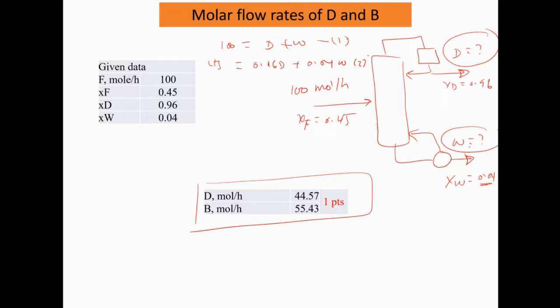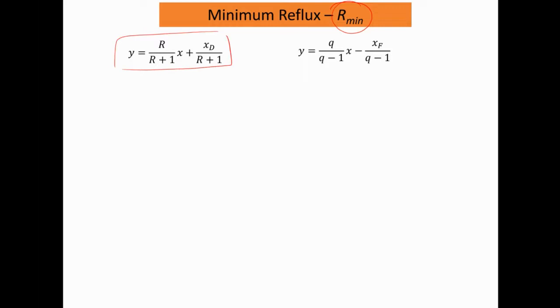Right. The second thing now, so we first get the molar flow rates of the distillate and the product. Now the second thing is to get the R minimum here. So how are we going to determine R minimum? We have different approaches, but the only approach that we covered is using the McCabe-Thiele method. And as you see, we said we have two equations. This one is for the operating line of the top section, and this one is the q line.